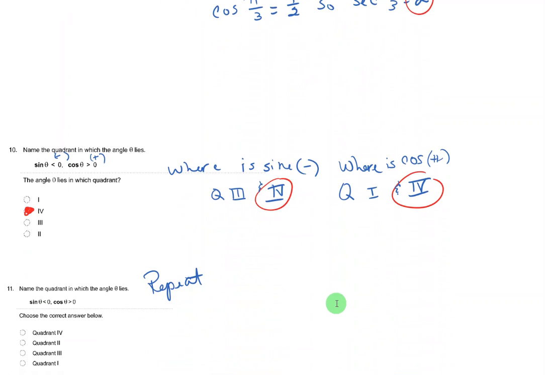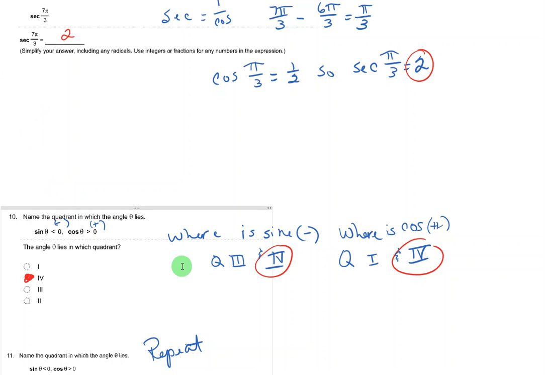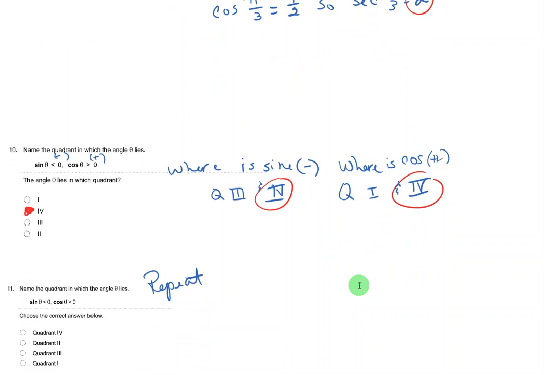Name the quadrant in which the angle theta lies. Okay, so where is sine theta negative and cosine theta positive? Well, sine is negative in quadrant 3 and 4. Cosine is positive in 1 and 4. Where's the overlap? That's quadrant 4. And remember, we kind of talked about that in the other notes on the unit circle, where it said ASTC, and you can figure out where things are positive and negative. So that will be important to start learning.